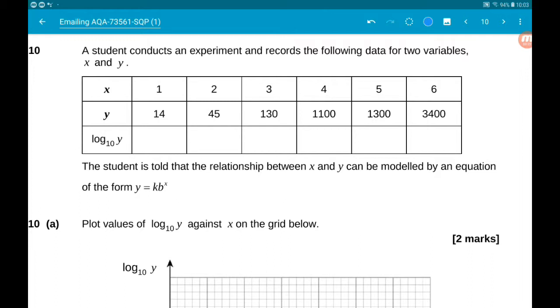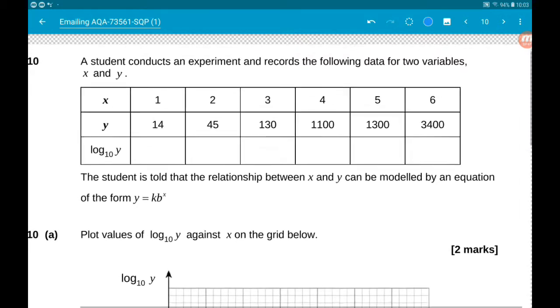Sure, a student conducts an experiment and records the following data about two variables, x and y. The student is told the relationship between x and y can be modelled by an equation of the form y equals k b to the power of x. Our first mission here is to plot values of log 10 of y against x.